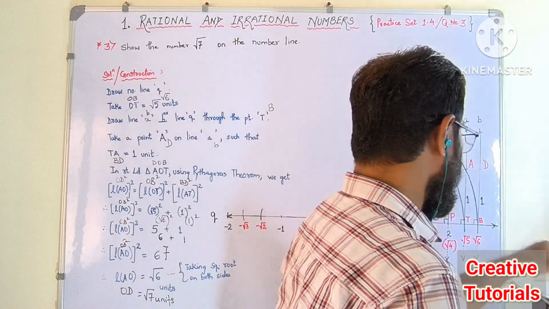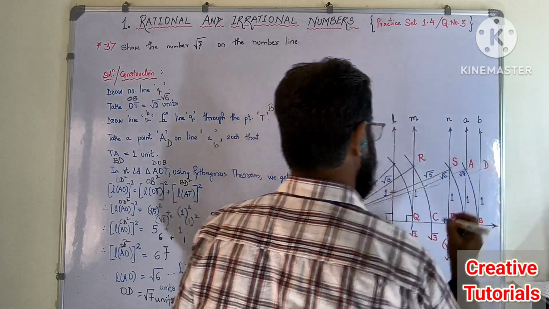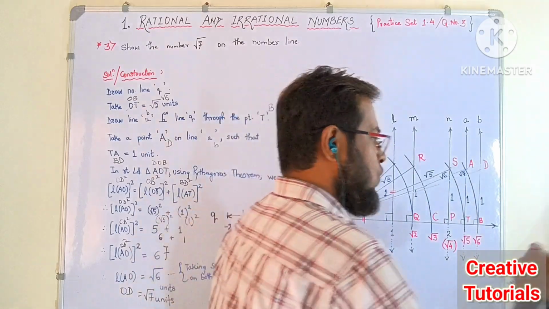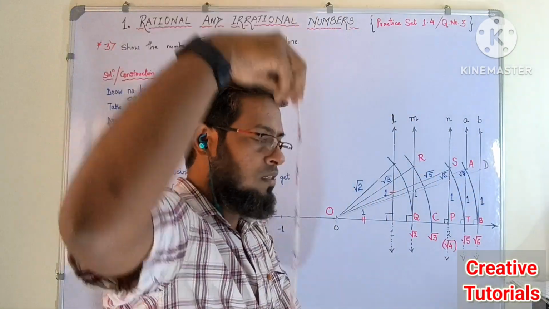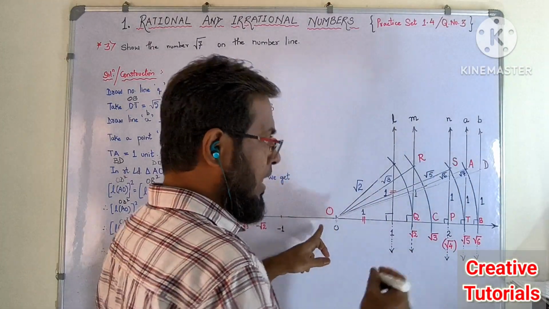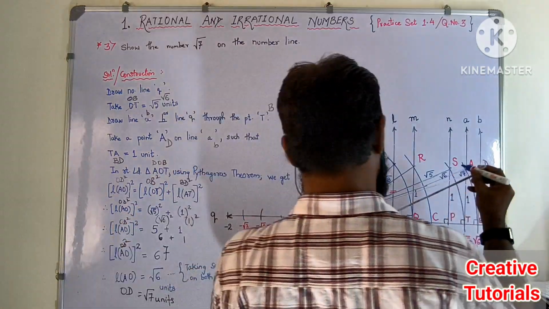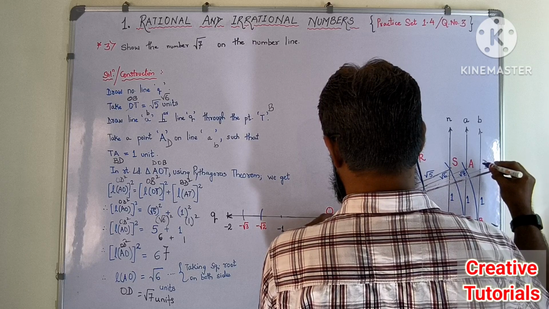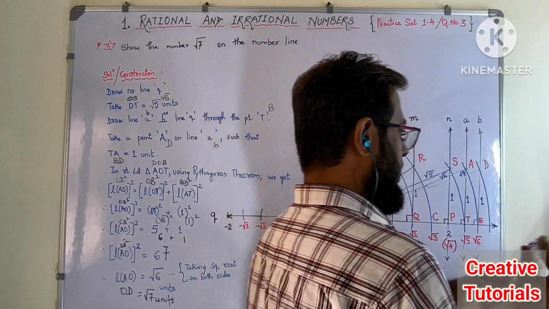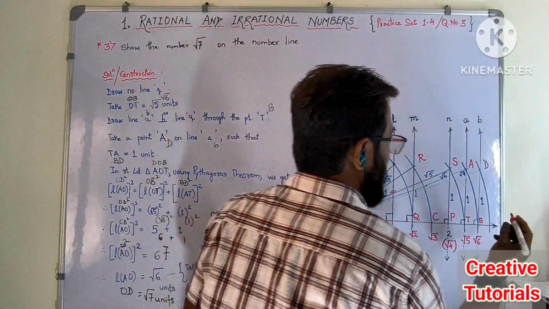So let me write that first. Okay, so my OD we have got as root 7. Now my final step is to show my root 7 on the number line. So for that we need to take our compass, and then draw one arc with center O and radius OD. Okay, come on, let's do it. Okay, so perfect. So my this point is ready. Let me call this point as point E.